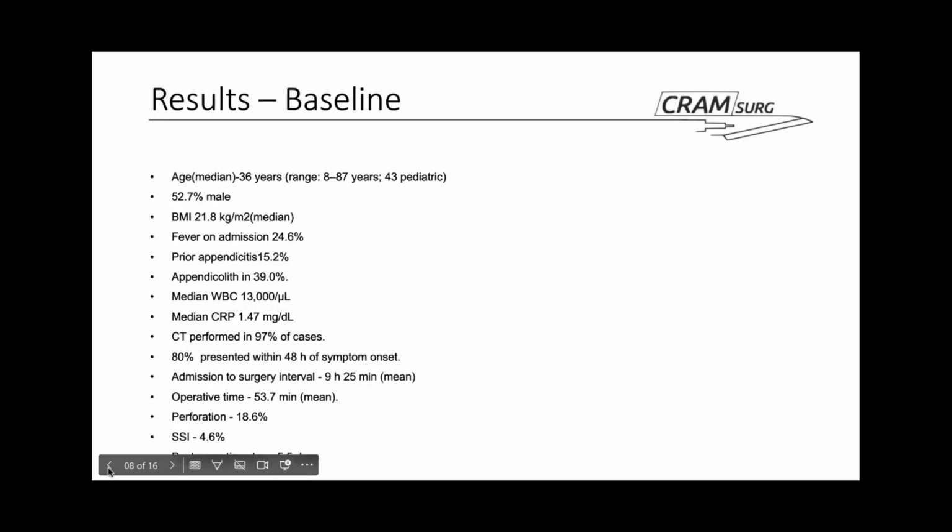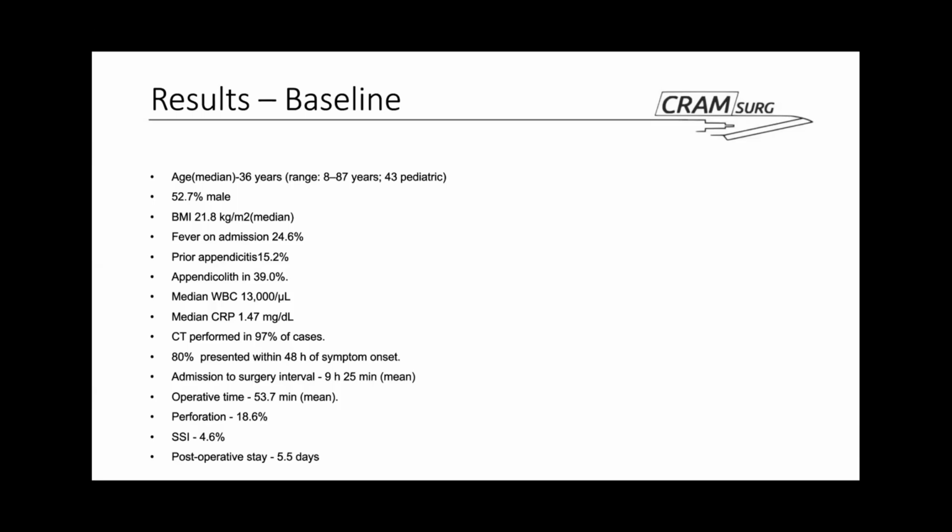Thank you, Shadman. Okay, so talking about the baseline characteristics of the population, the median age was 36 years with a range of 8 to 87 years. 43 patients were in the pediatric age group.